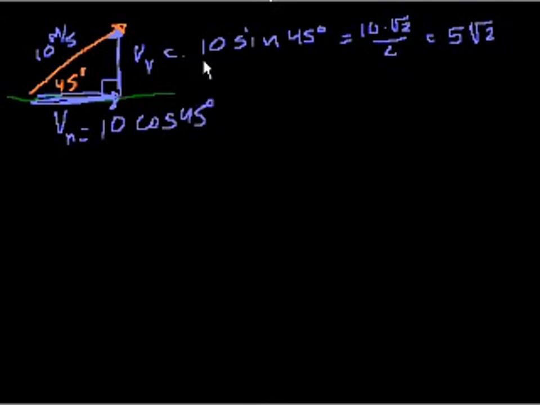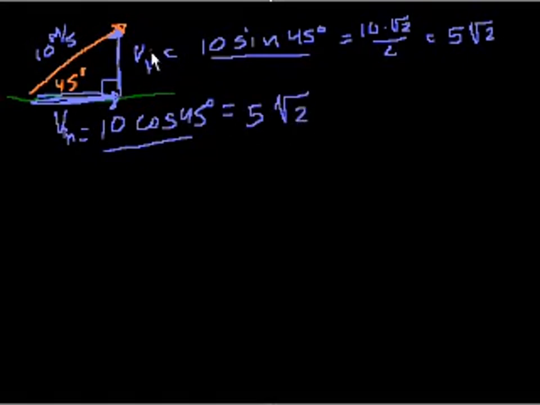And once again, to figure out this and this, we just use SOHCAHTOA. We just said that the vertical velocity over the hypotenuse is equal to the sine of 45 degrees, and then we just rearranged it to get this. And we said that the horizontal velocity over the hypotenuse is equal to the cosine of 45 degrees. And then we solved for the horizontal velocity. And then this also equals 5 square roots of 2.